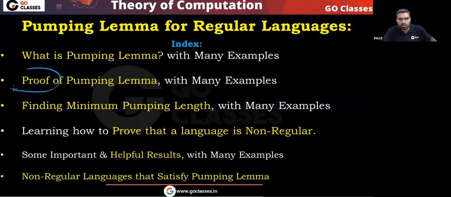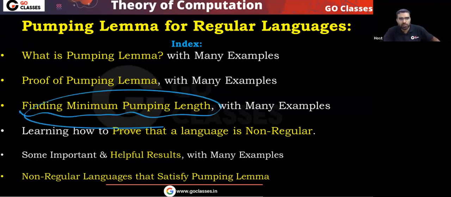Based on the proof, also some questions can be created. If you don't know the proof, then you will not be able to solve these questions. So remember this point. Those questions also we will see. We will see how to find the minimum pumping length for a regular language.